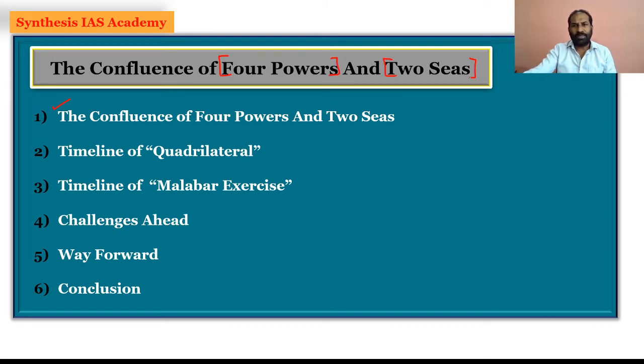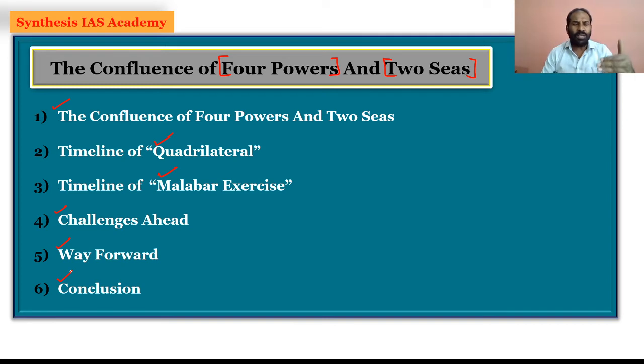we will be looking at the quadrilateral or Quad and the timeline of the Malabar exercise. Then we will look at the various challenges posed to India because of the Quad and Malabar exercises, from the various countries in the Indian Ocean and Pacific Ocean, or specifically from China. Then, having met these challenges, how India would move forward, and what are the various measures we need to take so that we can overcome the challenges. And then I would also look at the conclusion.